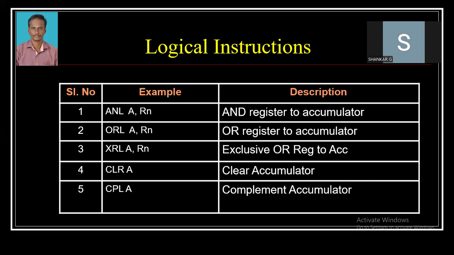And next ORL A, Rn. We are performing the logical OR operation on the register Rn with the accumulator and the result is stored in the accumulator itself. Next XRL A, Rn, which means logical XOR. The content of Rn and the content of A will be combined with the logical exclusive OR operation and the result will be stored in the accumulator. And next CLR A, which means clear accumulator, and next CPL A, which means complement accumulator. These are a few examples of logical instructions.